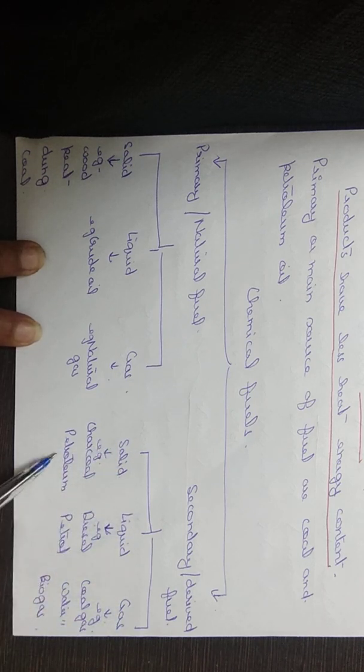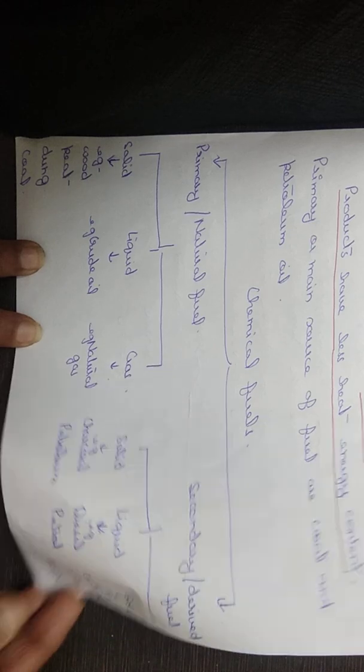Then secondary fuel is also divided into three: solid, liquid and gas. Solid, for example, charcoal or coke. Liquid is diesel or petrol. Gas is coal gas, water gas or biogas.